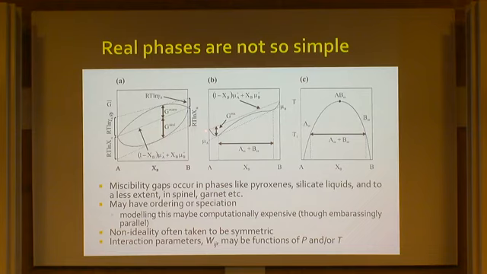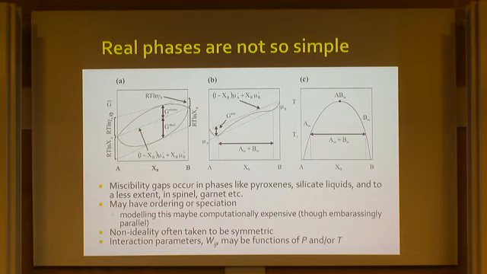either an asymmetric non-ideality, or something as extreme as this sort of W shape, which means that you've got a miscibility gap. There's limited solution in each of the end member phases, and in between there's a field where you have two phases. Miscibility gaps like this do occur in plenty of real, important mantle phases like pyroxenes, the silicate liquids, as we see, spinel, garnet. We do need to take account of this non-ideality.